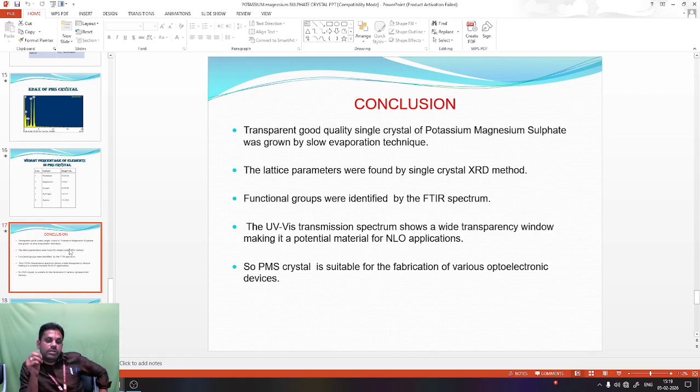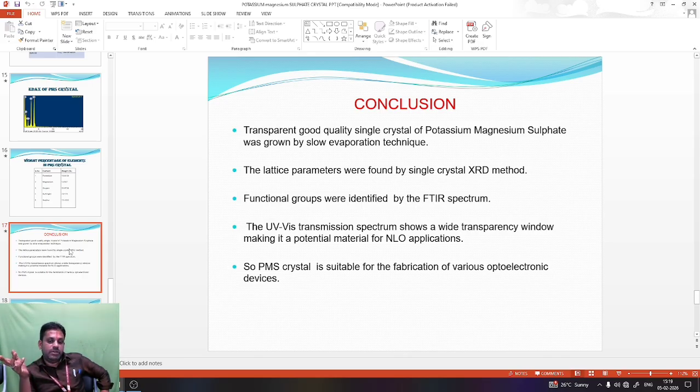So these are all the characterization techniques available, how we interpreted the data, and what we found about the crystal's characteristics: how the structure is, how the shape is, how it is bonded with other atoms. All this information is gathered from the XRD. And FTIR gives the functional groups, that means the bondings between the atoms and molecules, how it vibrates, and the UV spectrum shows how it behaves when light is passing through it.